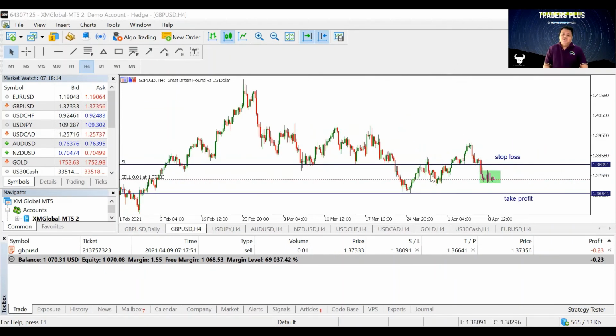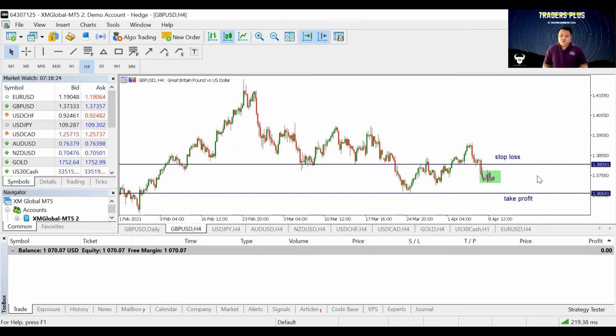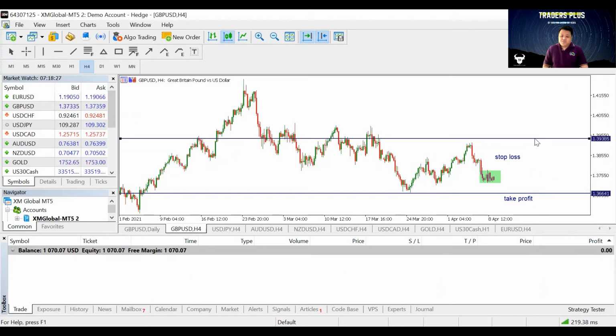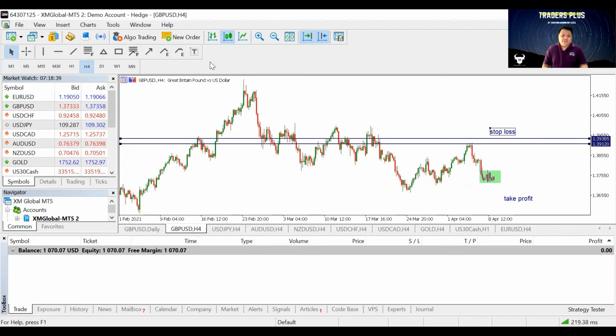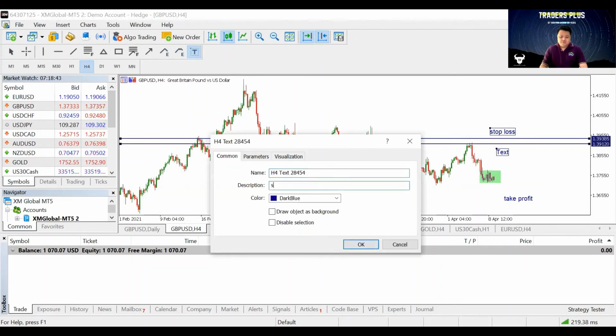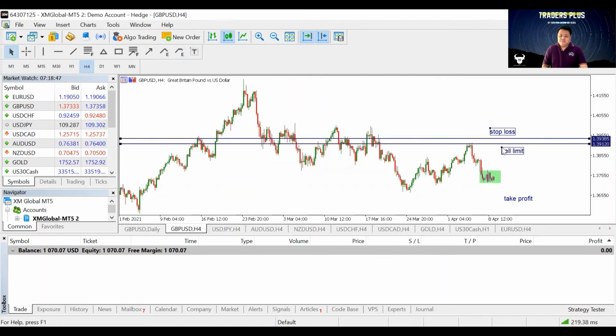Okay? Can you do it on pending orders? Yes, you can. So, for example, dito ka mag-i-stop loss sa pending sell. But you want it to go back here. And this will be your sell limit. Okay, so this is your sell limit.